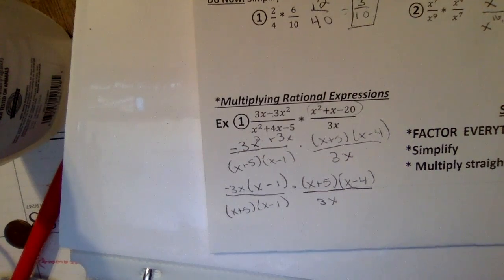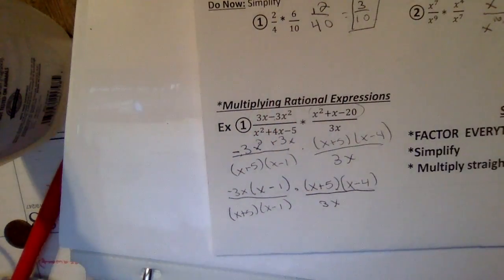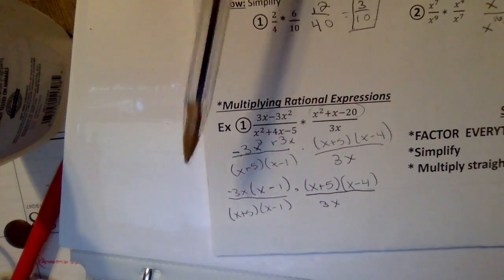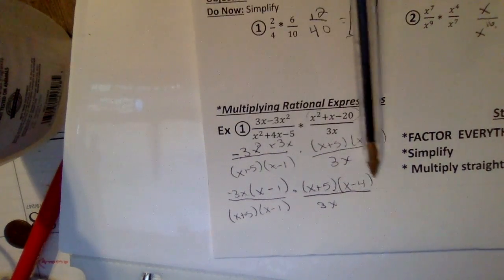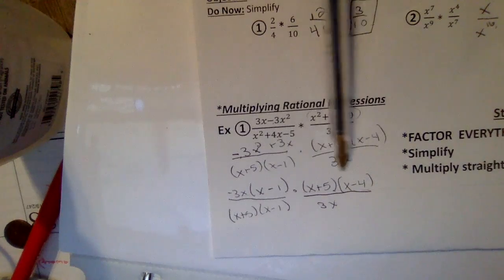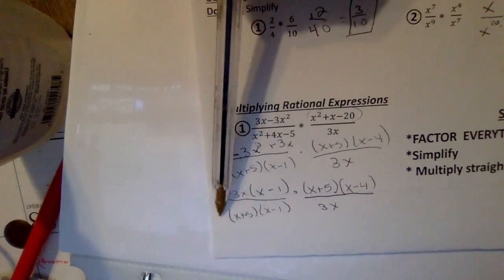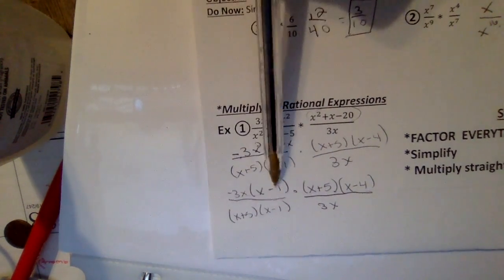Okay, so now that we factored everything, now we can simplify. Just like we did before, when we simplified, we would only be looking at one fraction. Now that there's two, we can simplify anything in the top with anything on the bottom, whether it's over here or anywhere else. Anything on the top simplifies with anything on the bottom. It doesn't have to be directly above it.